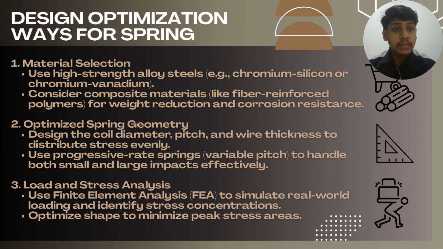Secondly, optimize spring geometry. Design the coil diameter, pitch, and wire thickness to distribute stress evenly, and use progressive rate springs, for example, variable pitch, to handle both small and large impacts effectively. And finally, the load and stress analysis. Use finite element analysis (FEA) to simulate real world loading, identify stress concentration, and optimize the shape to minimize peak stress areas.